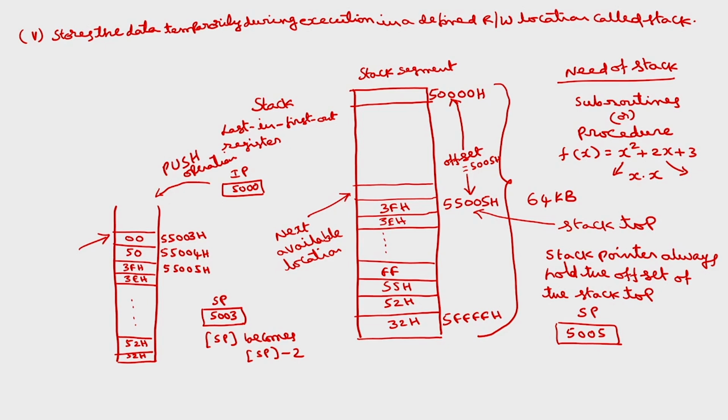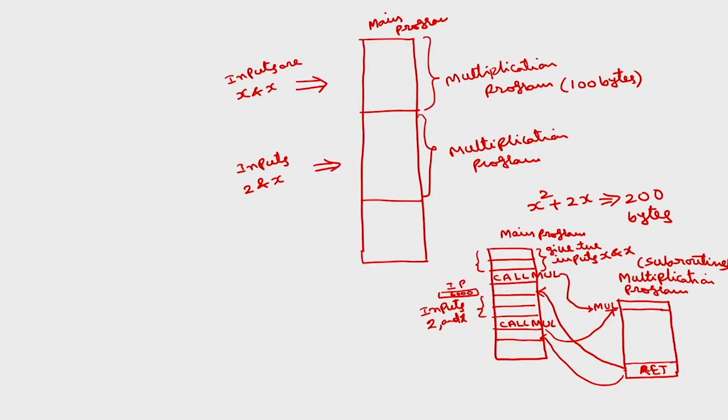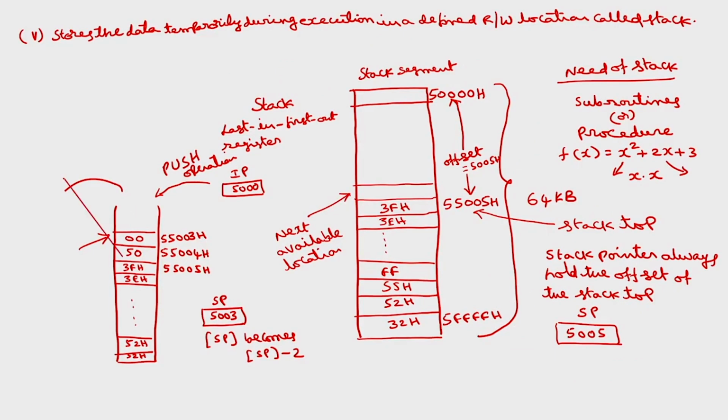Whereas in case of a return instruction, the last instruction in the subroutine is return. So inherently in the return instruction there is a pop operation. What happens in the pop is, the contents will be taken back into the instruction pointer. Instruction pointer contents will become the same 5000H. This operation occurs whenever the call instruction is executed. This occurs whenever the return instruction is executed.